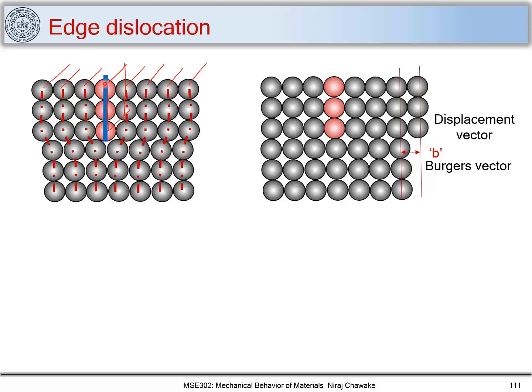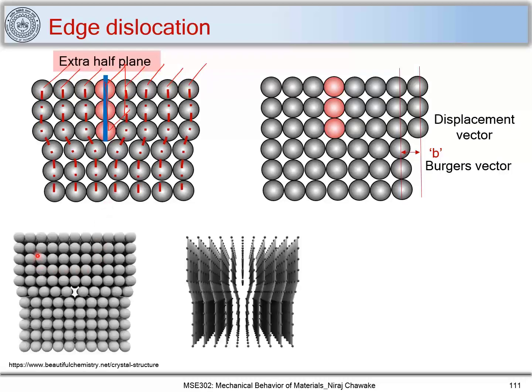So I call this an extra half plane, and it can be visualized here using a hard sphere model. You can see here the hard sphere model, and you can clearly see that if I join these atoms together, this will be an extra half plane which is inserted in a perfect lattice. Similarly, here you can see an extra half plane inserted. So this is typical of an edge dislocation. We'll define mathematically what an edge dislocation is also.